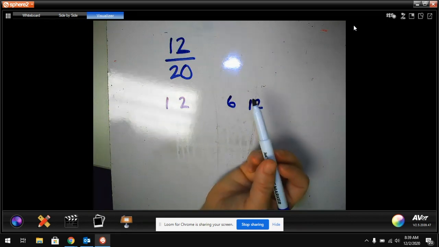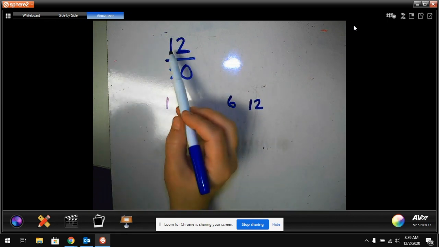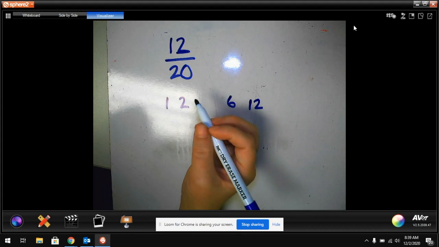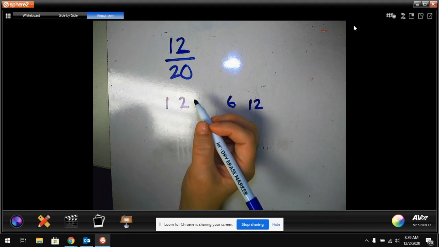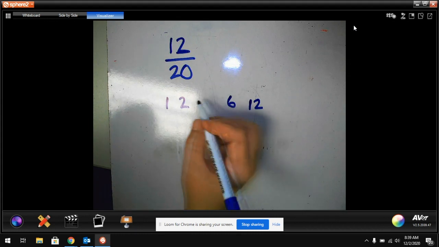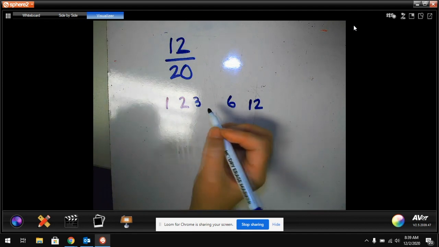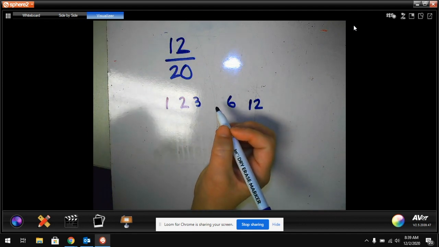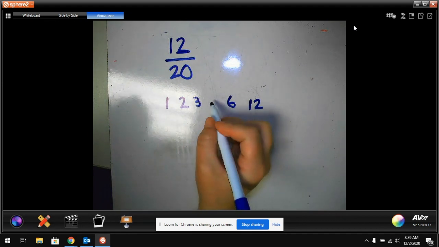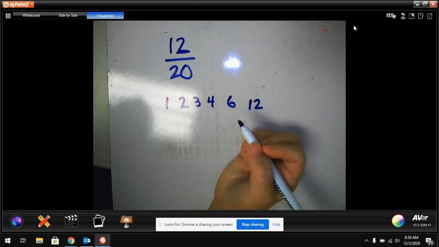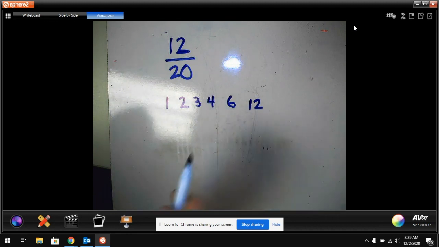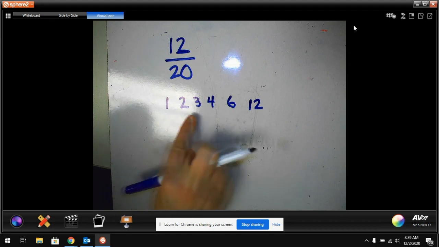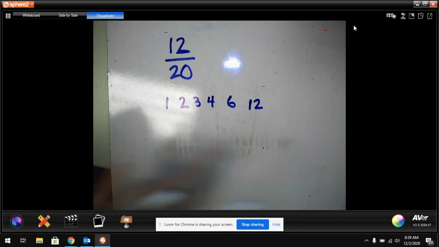When I know my divisibility rules, I can add 1 plus 2, and that equals 3. And 3 can be evenly divided into 3. So 3 is a factor. So 3 times something equals 12. And I can count by 3s and realize that 3 times 4 equals 12. So the factors for 12 are 1, 2, 3, 4, 6, and 12.